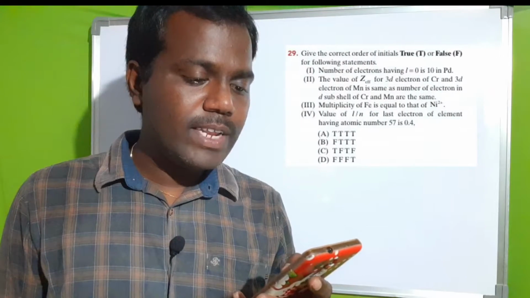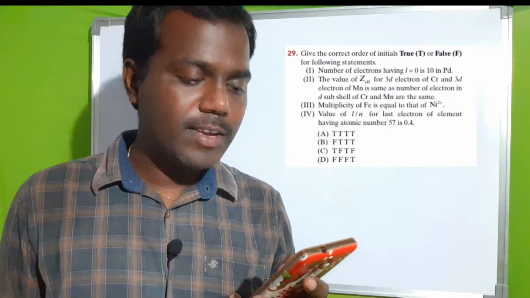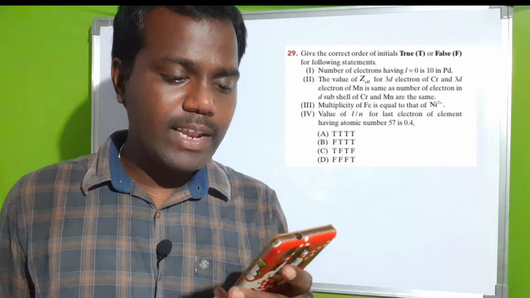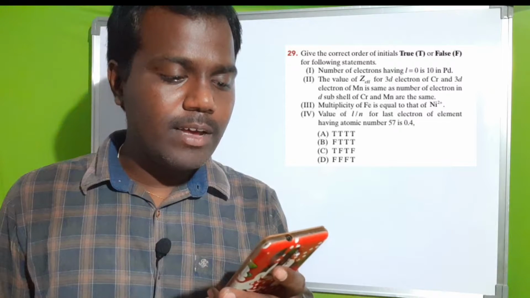Hello, let us see the first question. Give the correct order of true or false for the following statements. They gave four statements. Statement 1: the number of electrons having L equal to 0 is 10 in palladium.